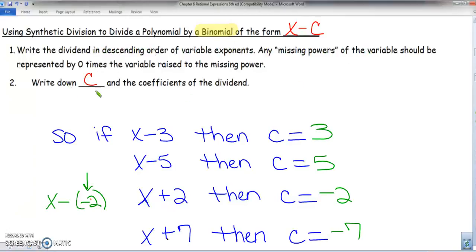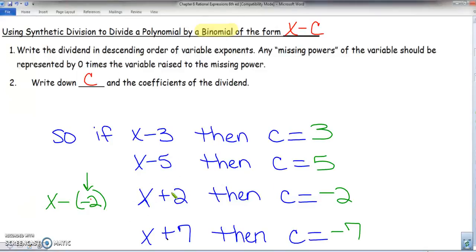Then you want to identify what c is. Remember, this is written in terms of subtraction. So x minus 3 would mean c is equal to 3. We have our x, we have our subtraction sign, c is equal to 3. Here c is equal to 5.